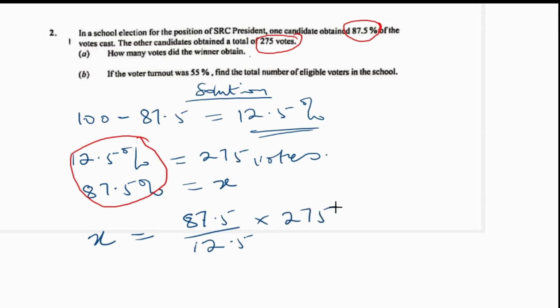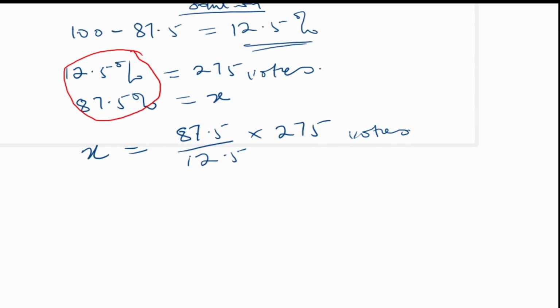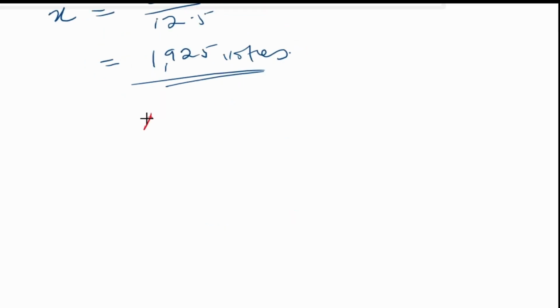All right, so that is what we have here, and working that on our calculator is going to give us 1925 votes as 87.5% of the total vote cast, which is the same as the number of votes obtained by the winning candidate. Right, then there's an alternative way of solving this.